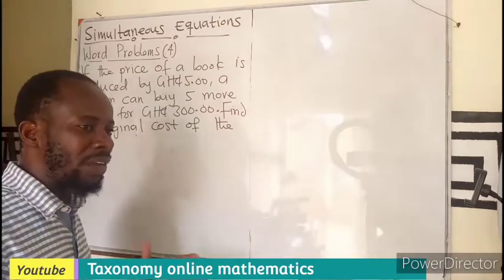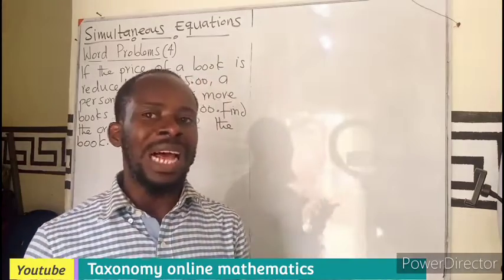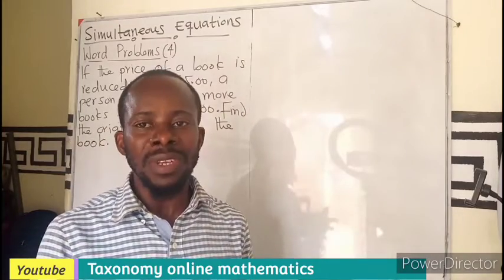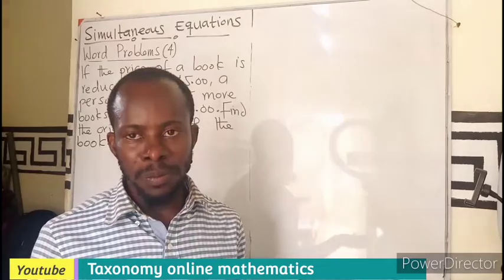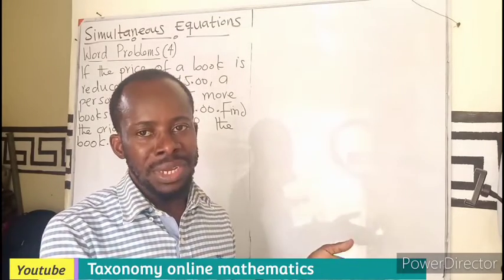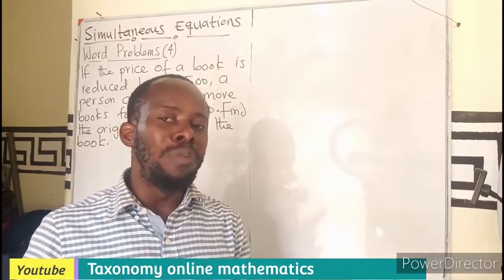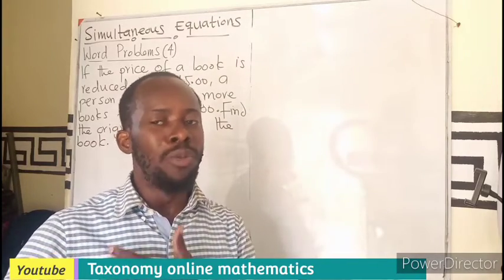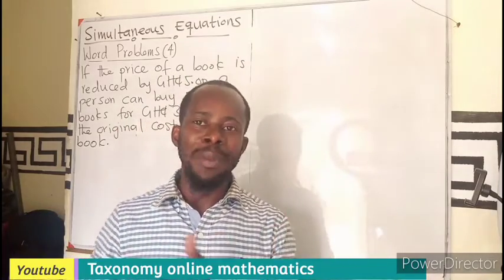So in this case, for us to be able to generate equations from it, we have to find out what are the unknown quantities that we are looking for. We need to know the price of a book. If the price is reduced, then you'll be able to buy more books, meaning the number of books. So these are the two quantities: the price of the book and the number of books.